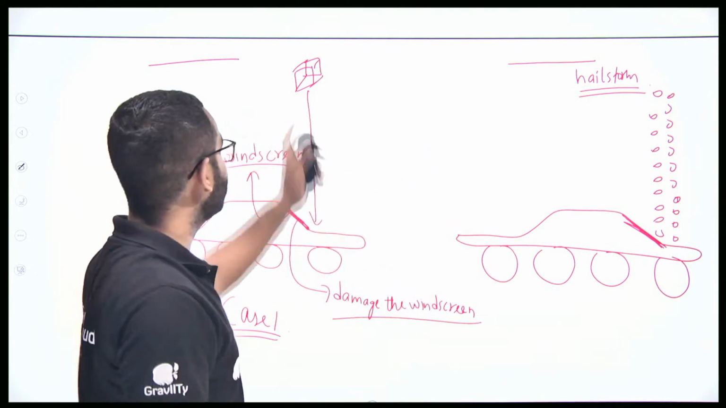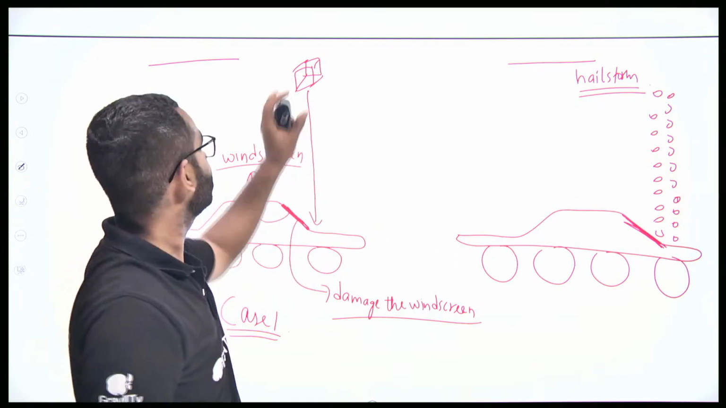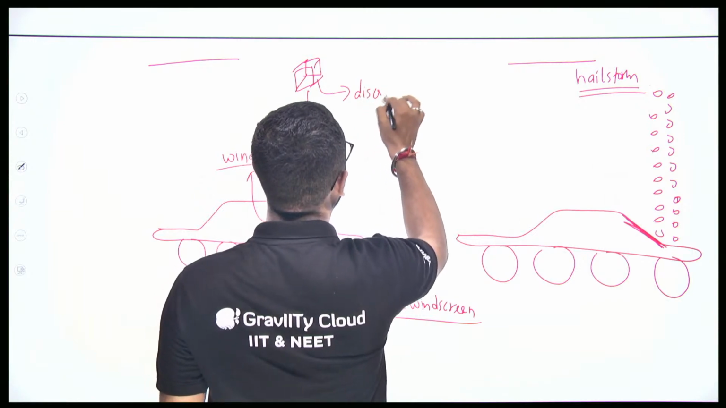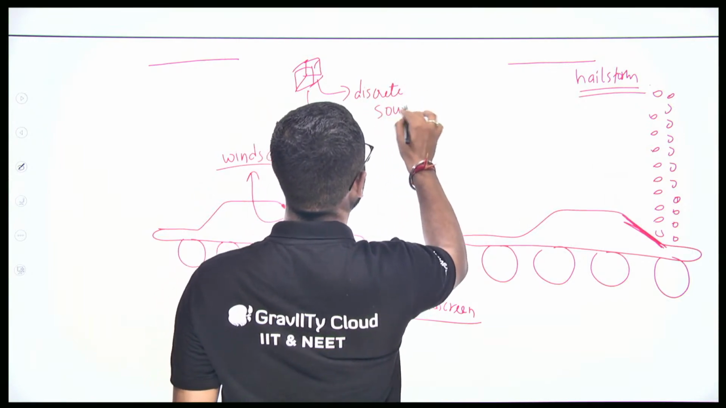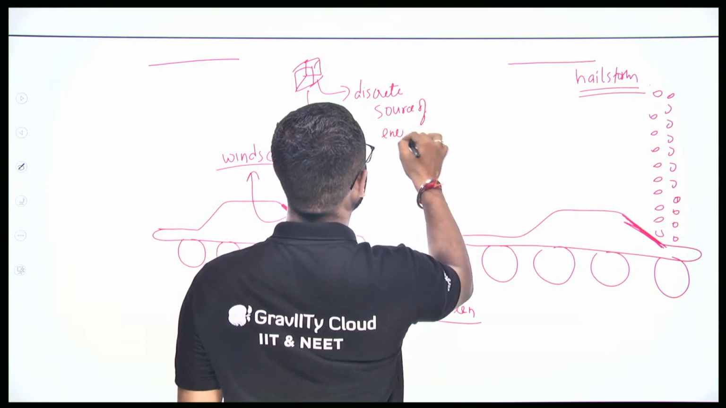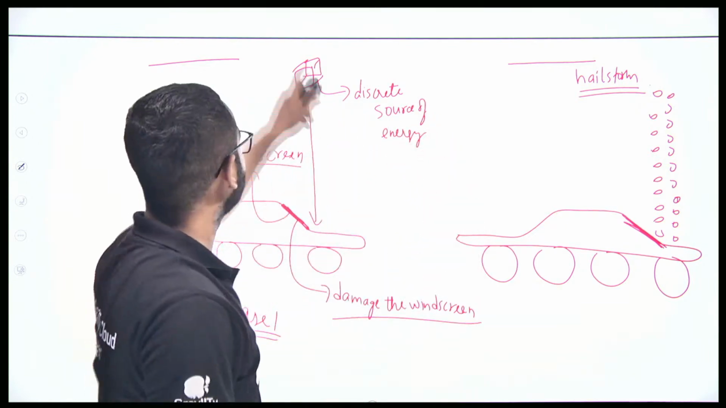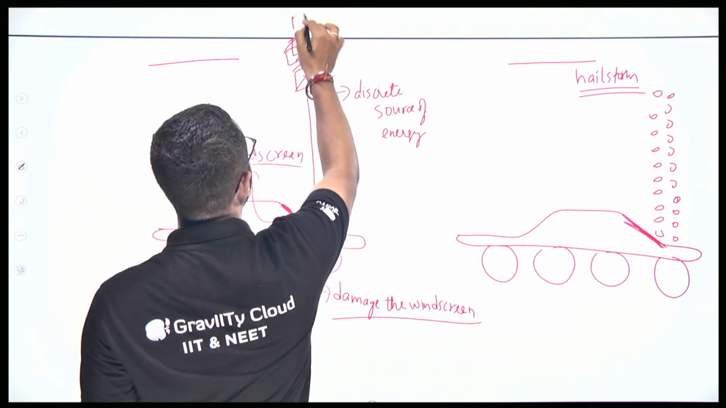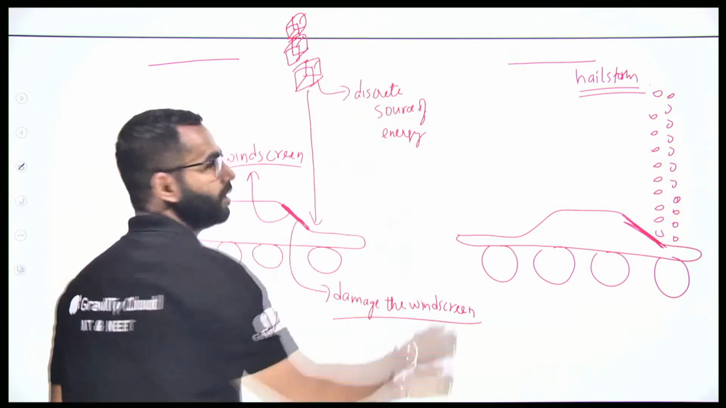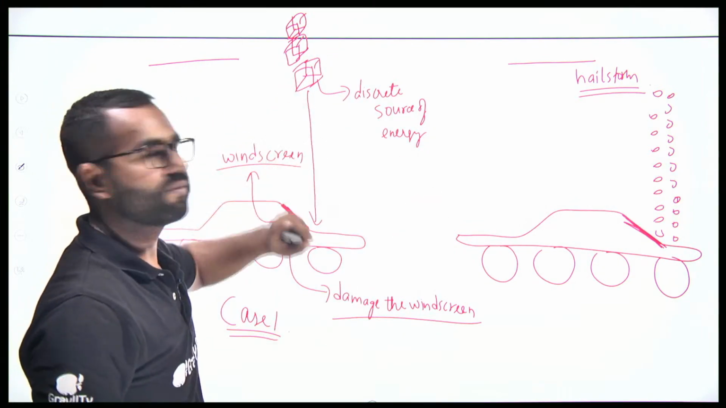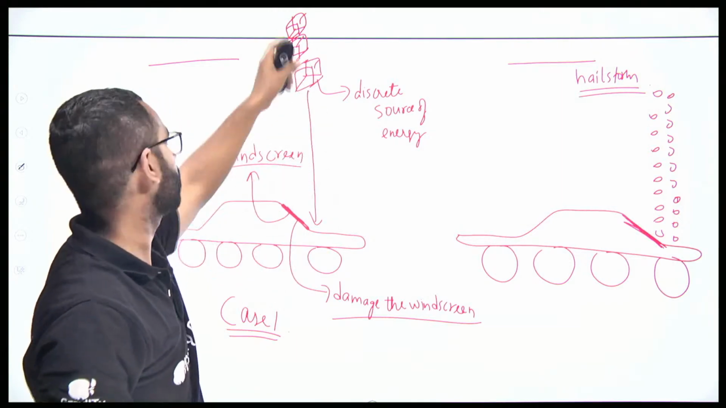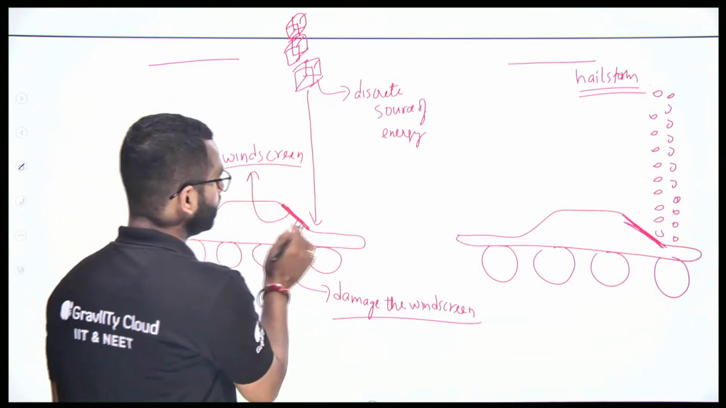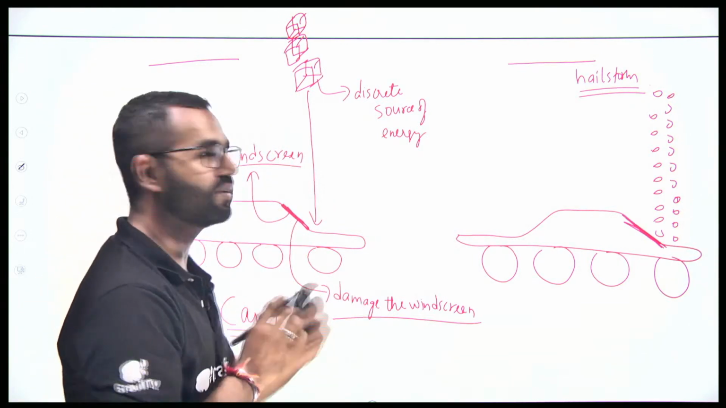So what is happening? It's a discrete source of energy. Discrete source of energy means it is coming one by one. That means, suppose you drop this ice cube, after that you drop another ice cube, after that you drop another ice cube. So you are dropping the ice cubes one by one. One by one, these ice cubes will hit the windscreen and they will damage the windscreen.